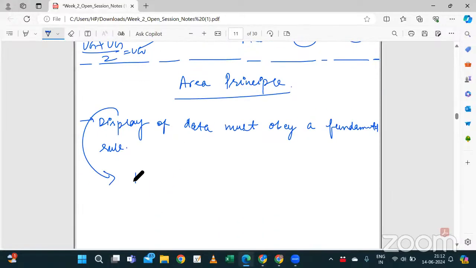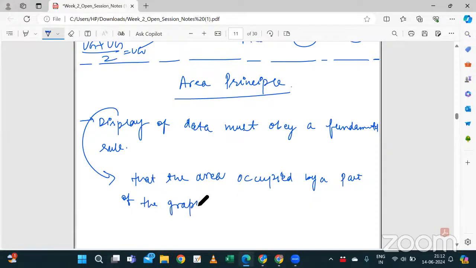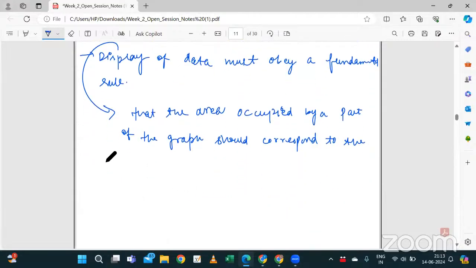It says that the area occupied by a part of the graph should correspond to the amount of data it represents. What is the meaning of this? I will explain in a minute.